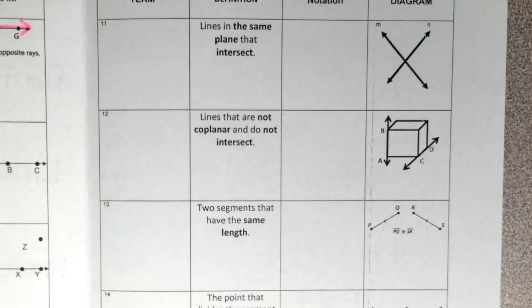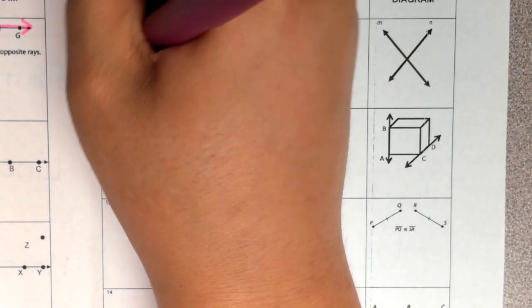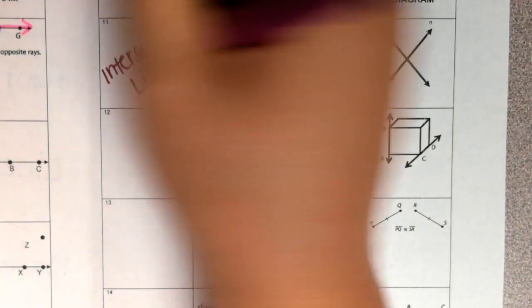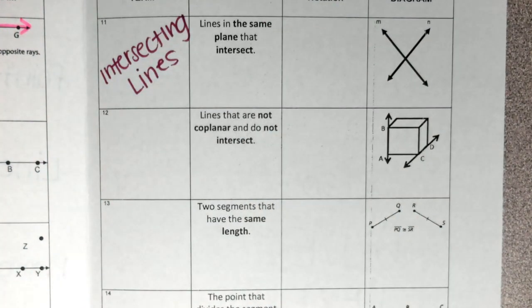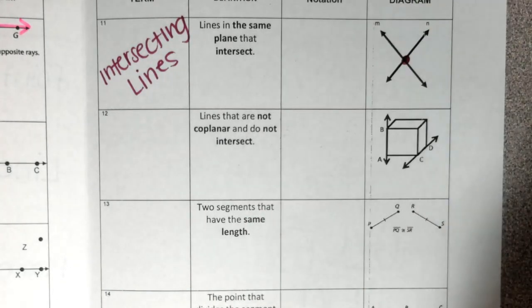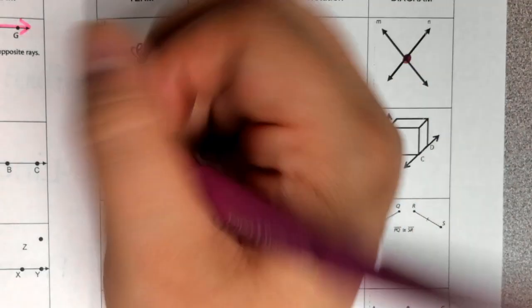What do you call lines that lie in the same plane and they intersect? We call them intersecting lines. Is it really that easy? Yeah. Now, last unit, we learned about parallel and perpendicular. Intersecting lines do not have to cross at 90 degrees. They just have to cross somewhere. There's not really a notation for intersecting lines. I don't have a short, cool symbol for them.